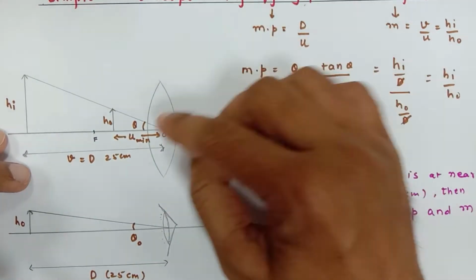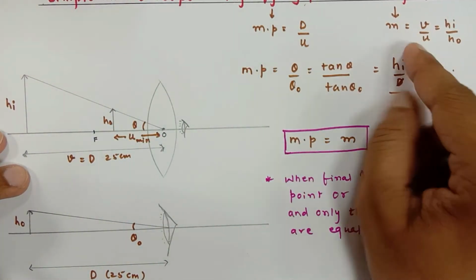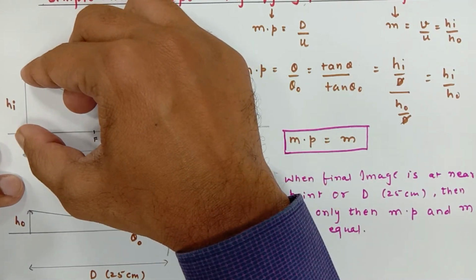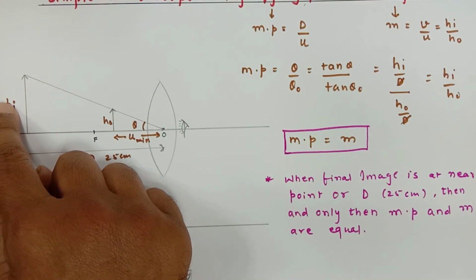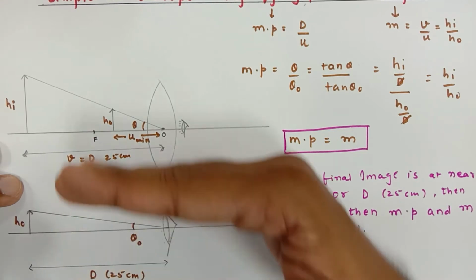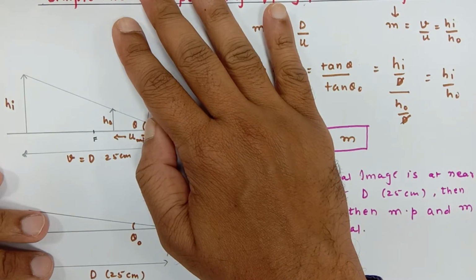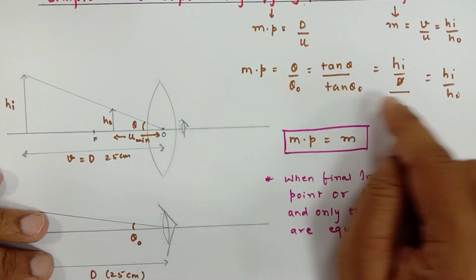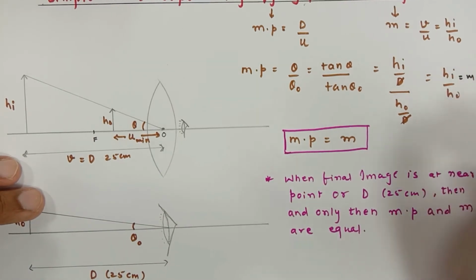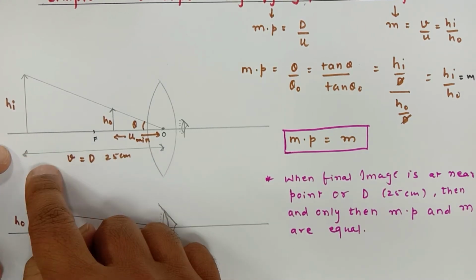So here magnification means by how many times the object becomes bigger in size. So the image height upon object height, that is this, and by how many times this angle becomes bigger, that is magnifying power. Both of them are totally different, but as you can see, magnifying power is equal to magnification, because hi upon ho is magnification. They become equal only when the final image is at D.